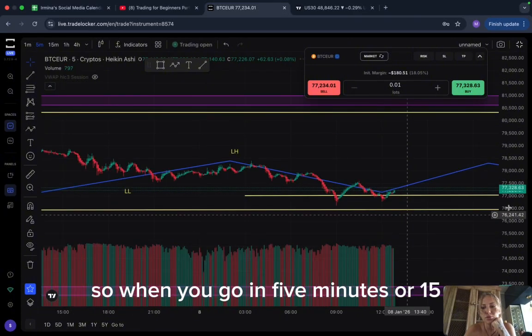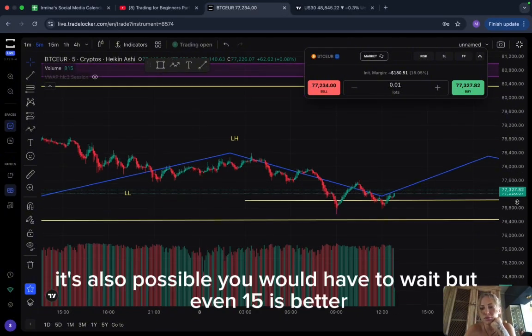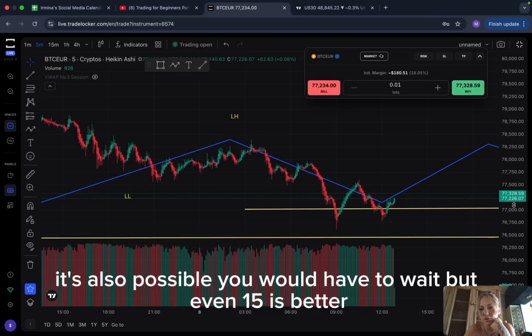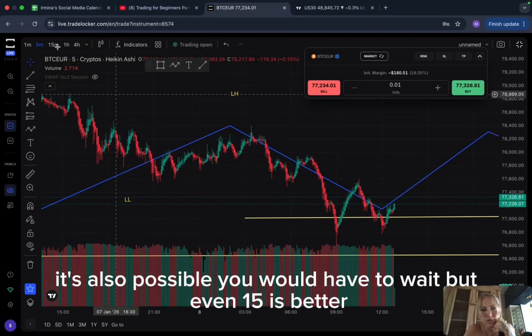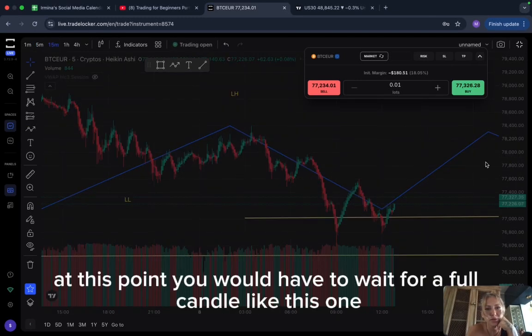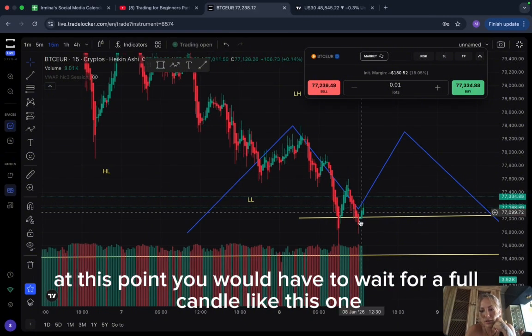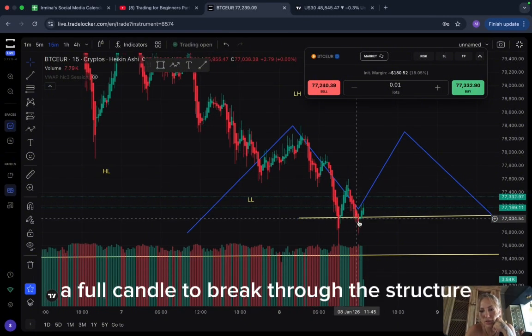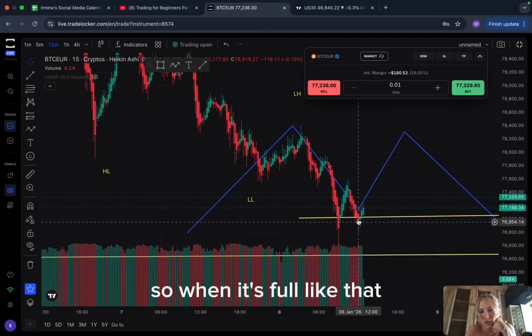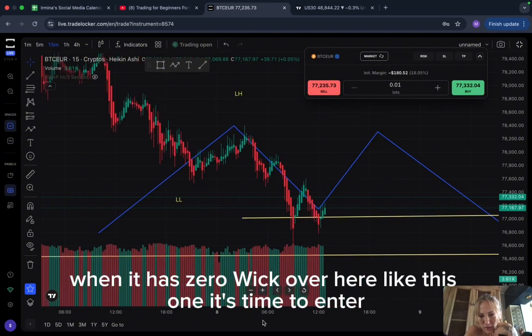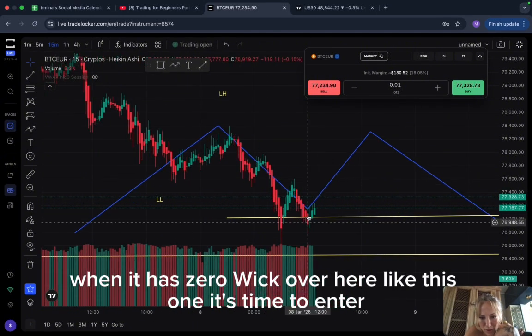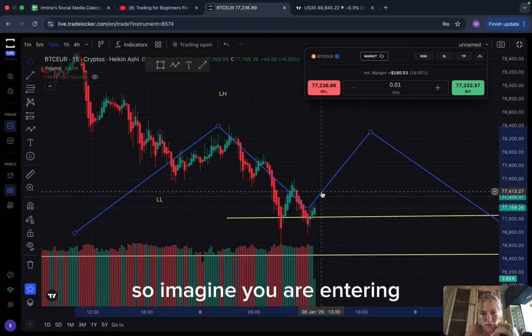So when you go in 5 minutes or 15 is also possible, you would have to wait, but even 15 is better at this point. You would have to wait for a full candle like this one, a full candle to break through the structure. So when it's full like that, when it has zero wick over here like this one, it's time to enter. So imagine you're entering.